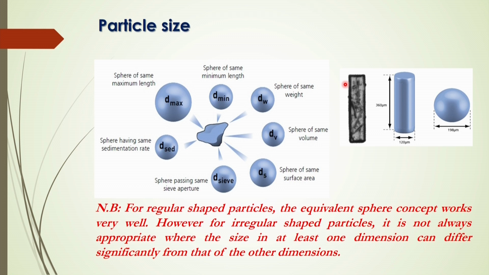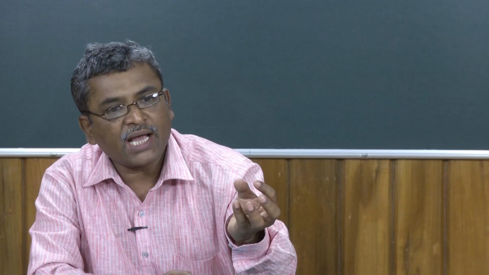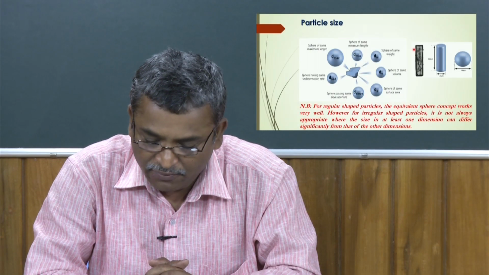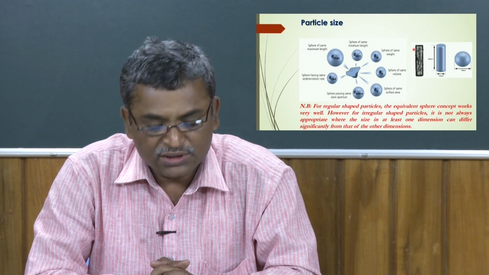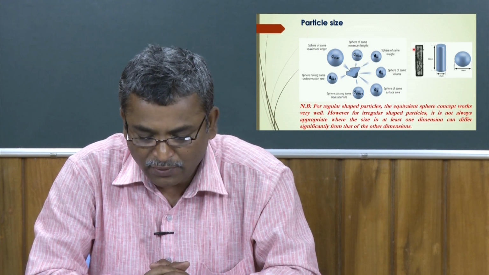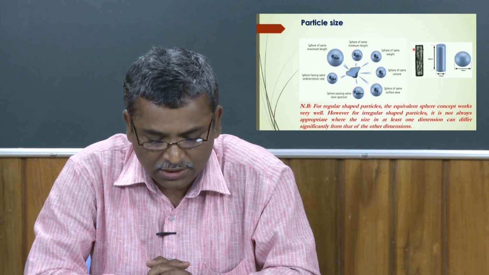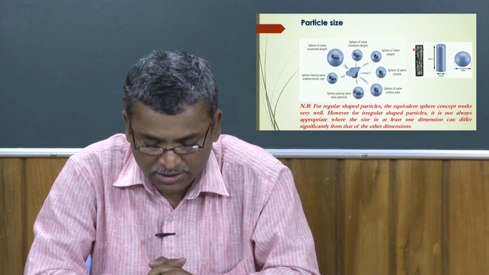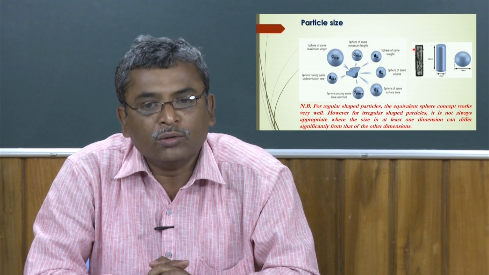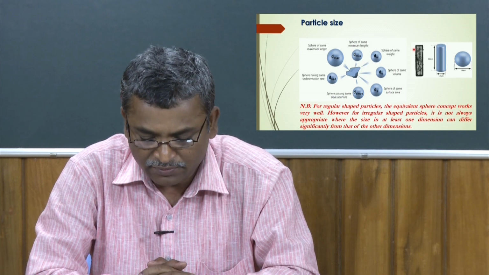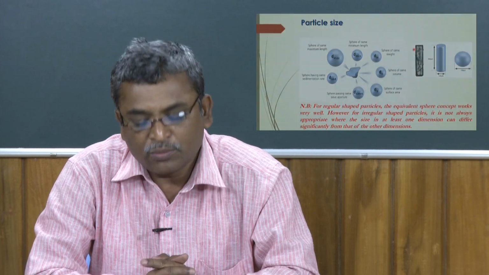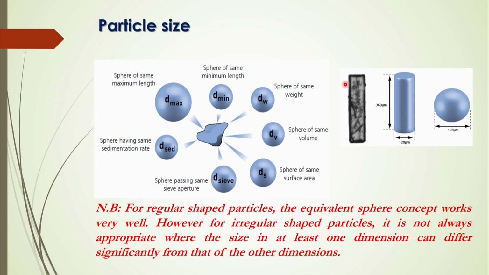And also a sphere of the same weight. If you are using particles of the same weight, then the sphere of equivalent weight will represent the diameter or size of the particle. And also a sphere of the same volume, represented by the same volume of the sphere, to give the equivalent diameter of that particle.